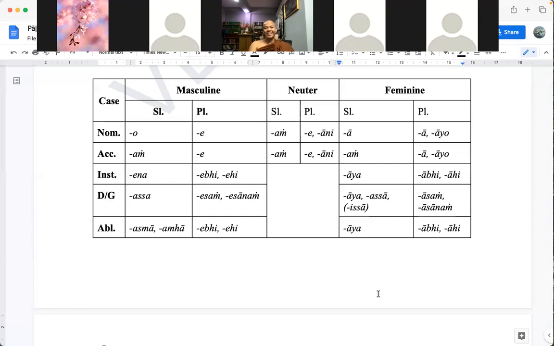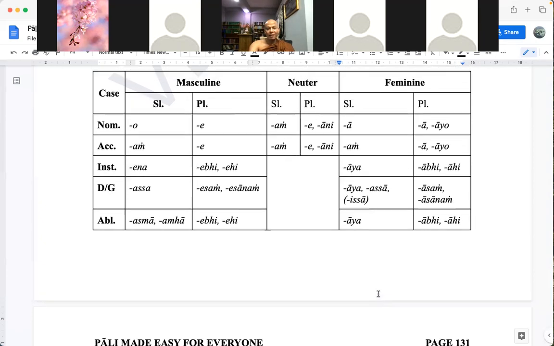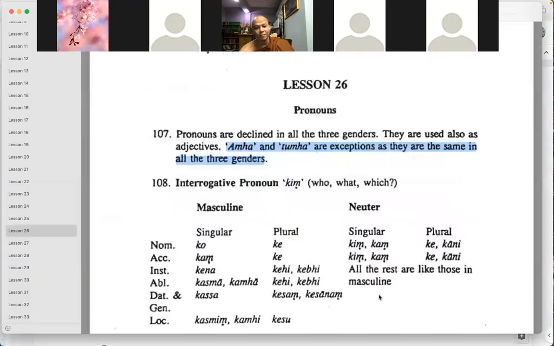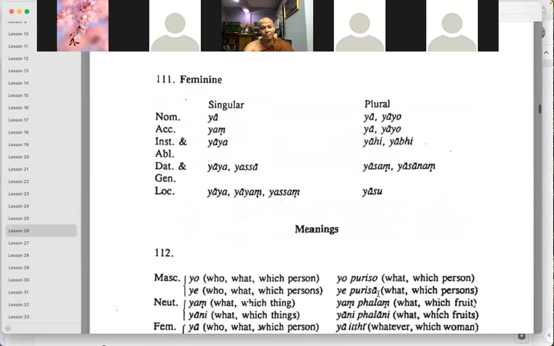And for the relative pronoun with "ya", it's also the same situation when we translate or when we look at the pronoun like this one. Right. Yeah. And for "eta", Bhante, so for "eta", 119.